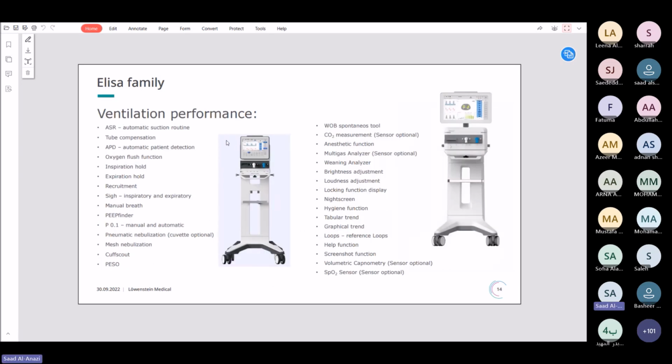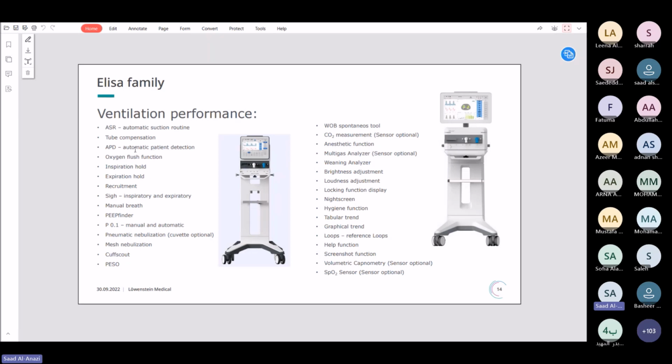Ventilation performance. What can the ELISA 800 give to the end user? Here you can see the ventilation performance. There are a lot of features and a lot of modalities it can give to the patient. For example, the automatic suction routines. There are two ways of the automatic suction routine, closed and open.